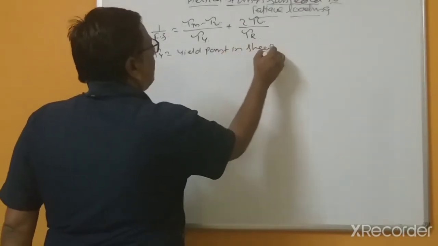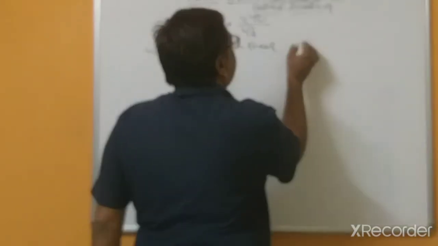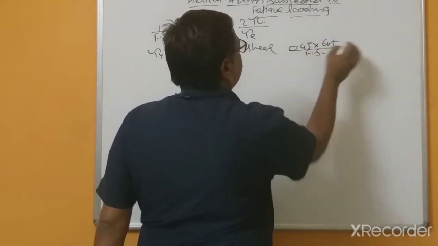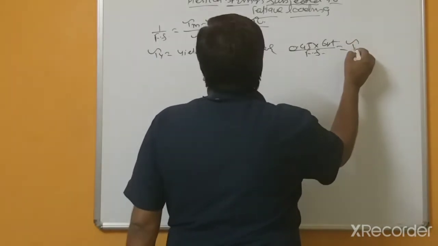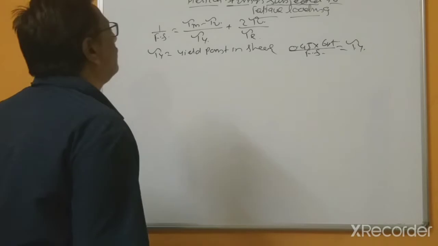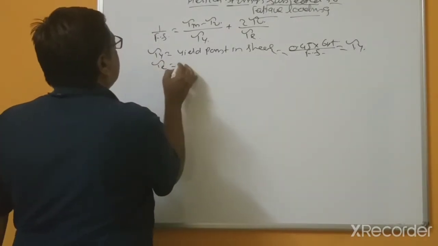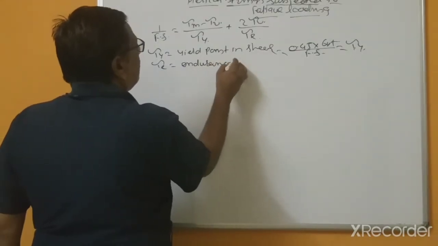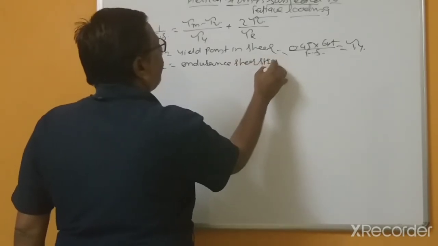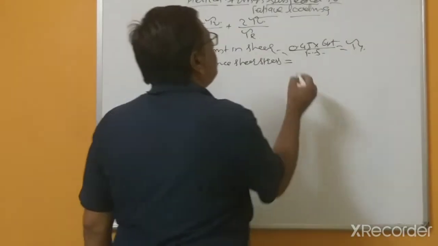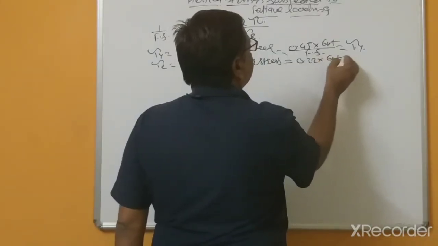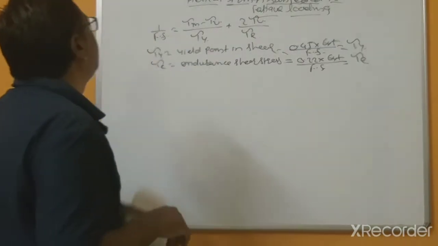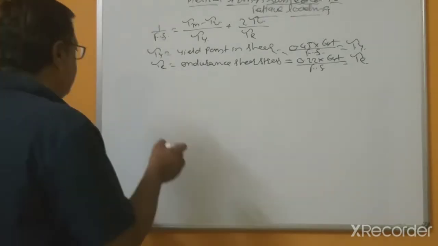Here the standard empirical formula is tau y equals 0.45 sigma yt divided by factor of safety, and tau e is the endurance shear strength, equal to 0.22 sigma yt divided by factor of safety. And then tau m.